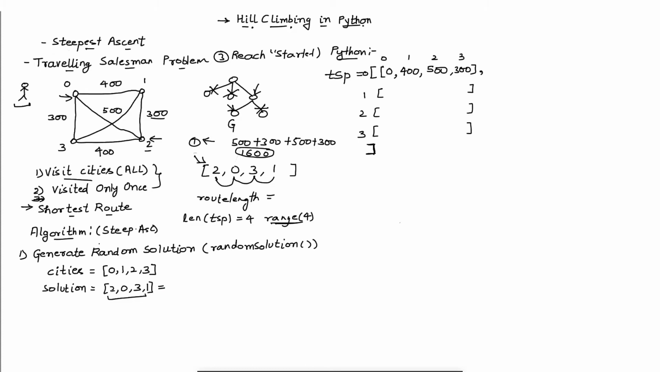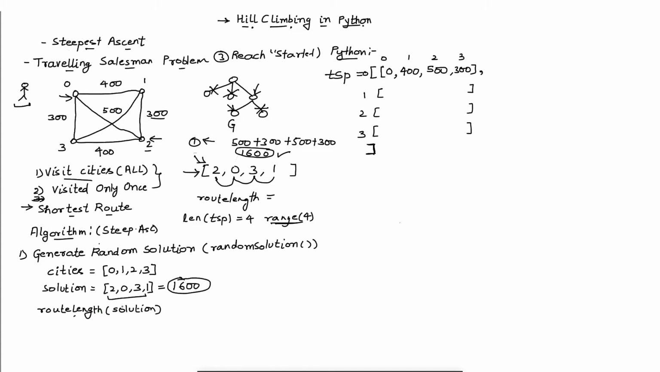So the traveling salesman will travel from the second city, then 0, then 3, then 1, and we have already calculated that if the salesman is going to follow these cities in order, the route length will be 1600, right? So the random solution is 1600, which we have generated. So we actually need a function which will generate the route length of the solution. We want to generate the route length of this whole solution, because that is the main part of the algorithm. We want to find out the shortest path, right?